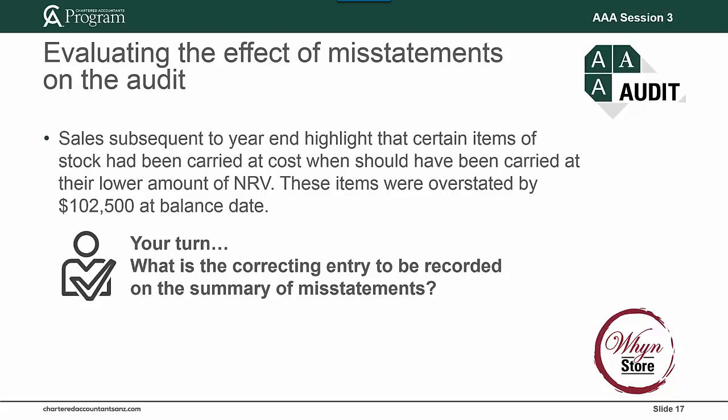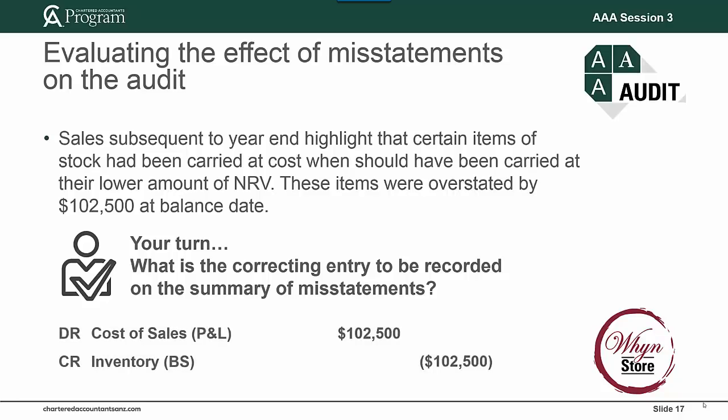So hopefully you've all correctly identified that there again would be a debit to the P&L and a credit to the inventory account on the balance sheet. As the adjustment relates to stock, the debit would likely go through cost of sales in this instance. So now we also add this to our summary of misstatements. So let's now look at what our summary of misstatements would look like.